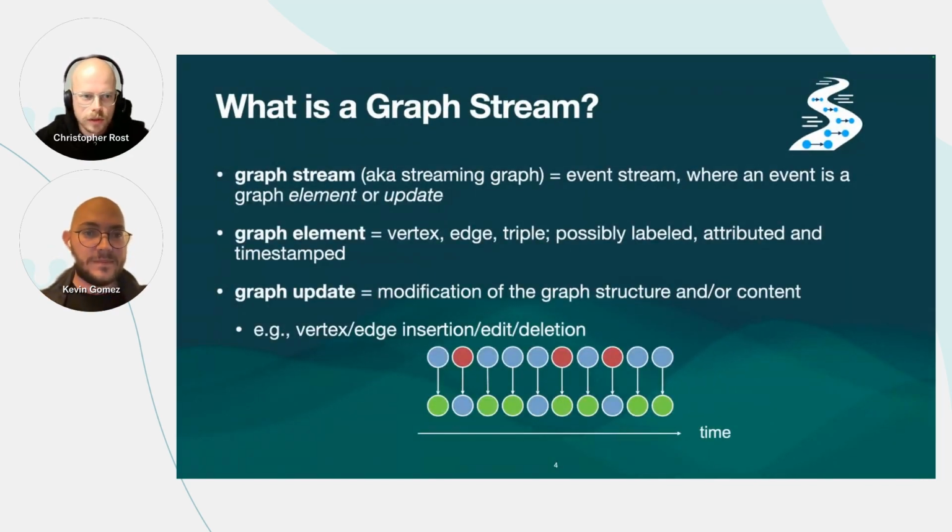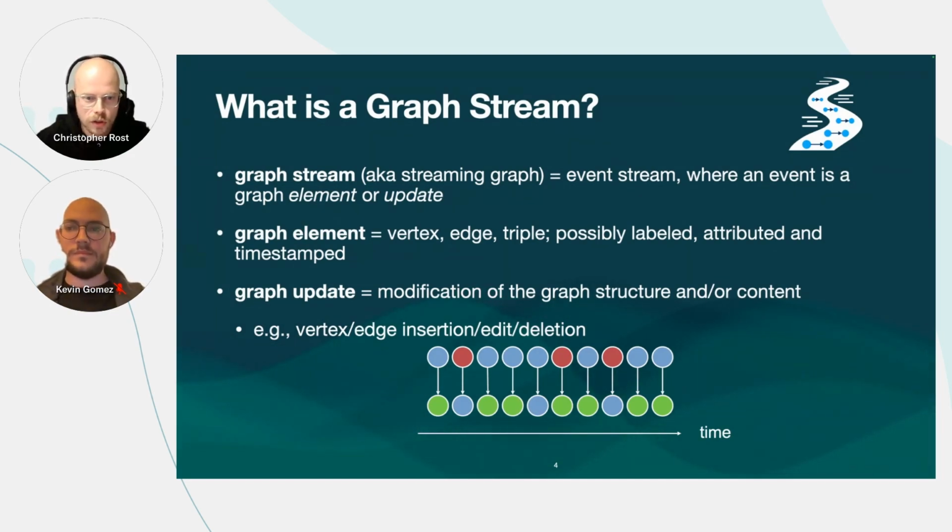Yeah, so I will start with what a graph stream is in our terms. A graph stream in general, also called a streaming graph in literature, is more or less just an event stream, so a stream of events, where an event can be a graph element itself or a graph update. A graph element could be just a plain vertex, an edge, or a triple. These elements could be labeled if we are in the property graph domain. They can be attributed and they can be timestamped.